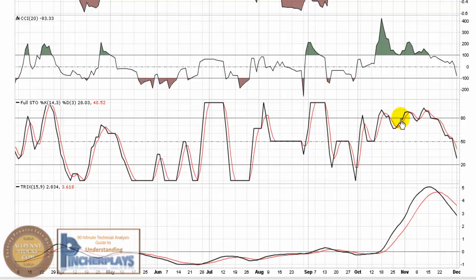Full stochastic was trending over 50. That's what we talk about. Nice uptrend to it, trending over 50. Very strong, very bullish chart. Break back down through 50. It's getting negative because it's retracing.